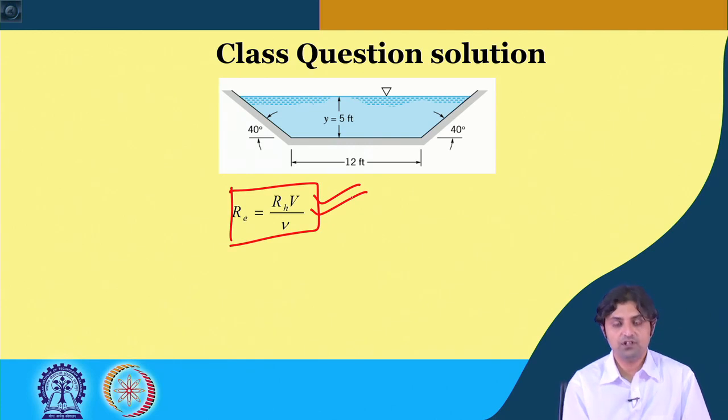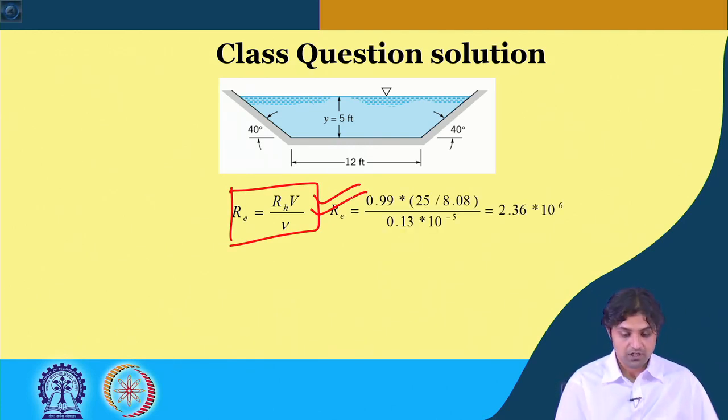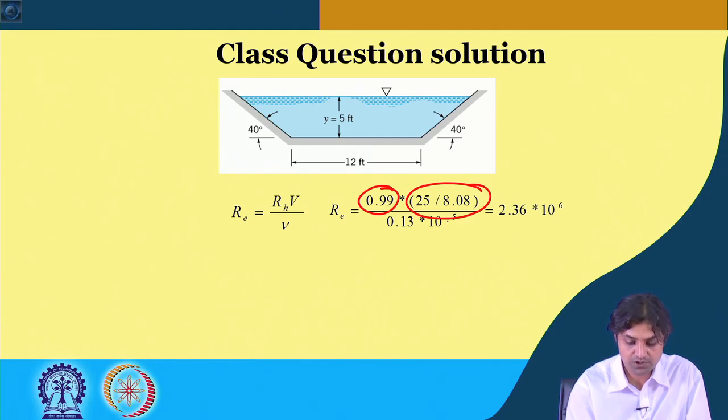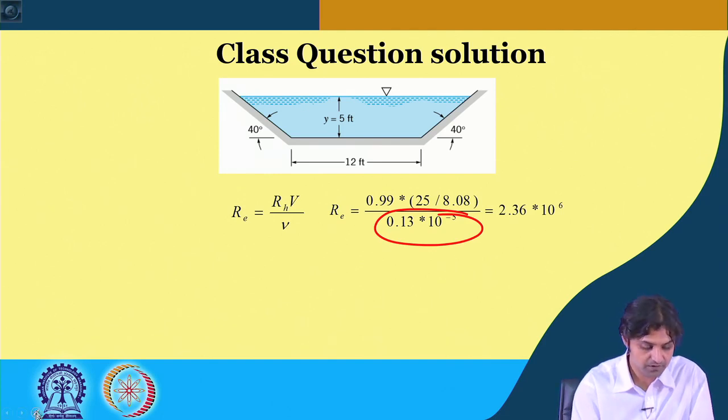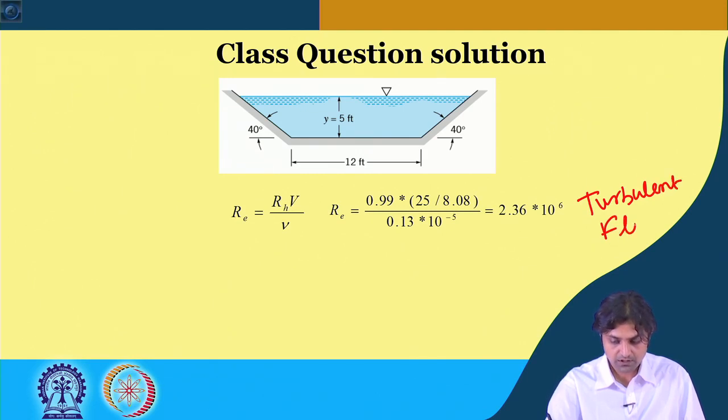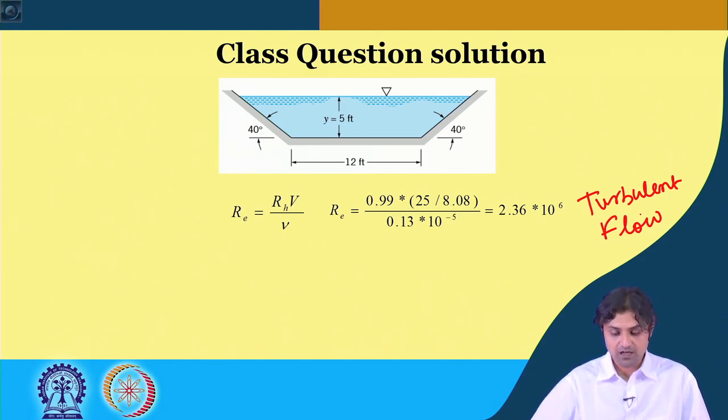For open channel flow, this is the Reynolds number, and if we substitute in the values, RH is 0.99, V is Q by A, and nu is 0.13 into 10 to the power minus 5. On calculation it gives 2.3 into 10 to the power 6. So, this is turbulent flow. As we have discussed, most of the flows in principle in open channel flow will be turbulent.